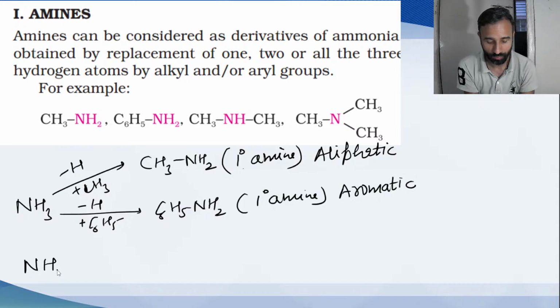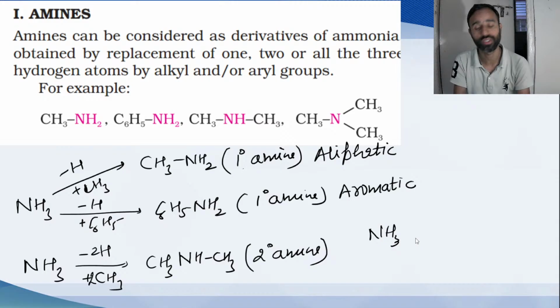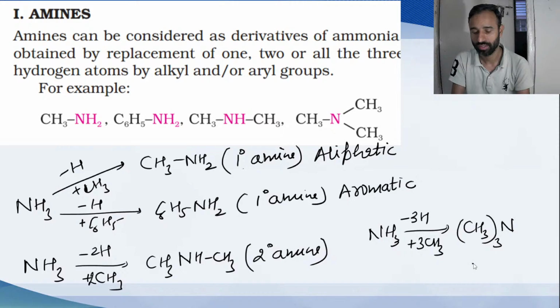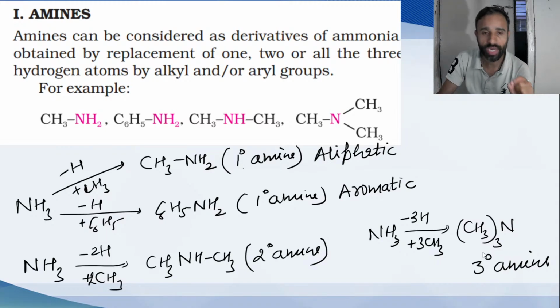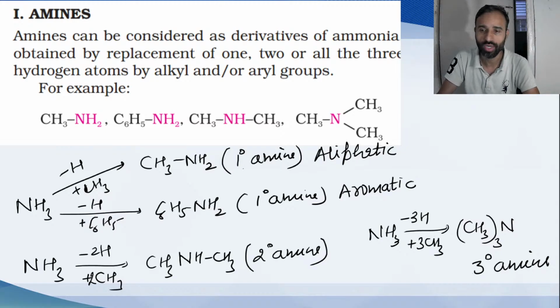If two hydrogens of ammonia are replaced by two methyl groups or any two alkyl groups, it is called a secondary amine. And if all three hydrogens of ammonia are replaced by methyl groups or any alkyl groups, that is called a tertiary amine. So primary amine: only one hydrogen of ammonia is replaced by alkyl or aryl. Secondary amine: two hydrogens are replaced. And tertiary amine: all three hydrogens are replaced by alkyl or aryl groups.